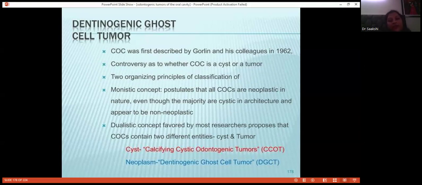Then there was a dualistic concept which is favored by most researchers, which states that COC, that is calcifying odontogenic cyst, has two varieties. That is, one is the cyst and second is the tumor. So if it is a cyst, it is called calcifying cystic odontogenic tumor. If it is a neoplasm, we will call it dentinogenic ghost cell tumor.